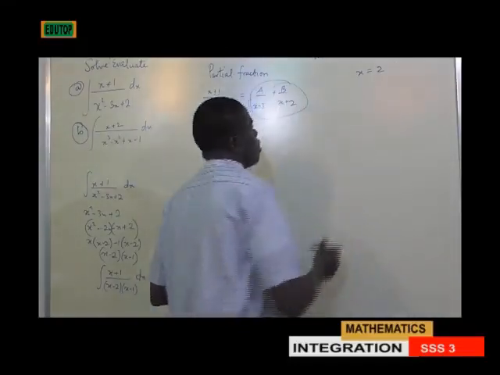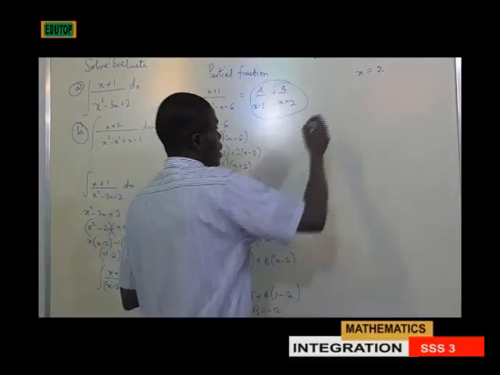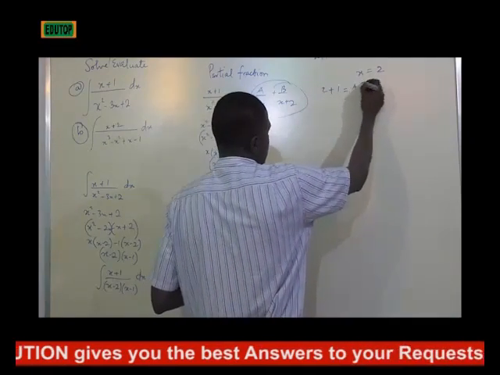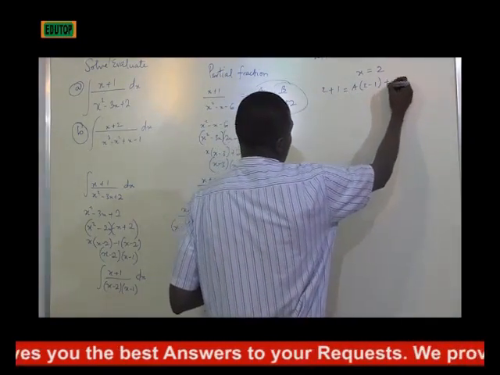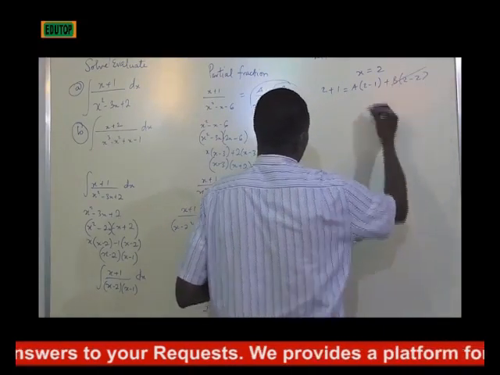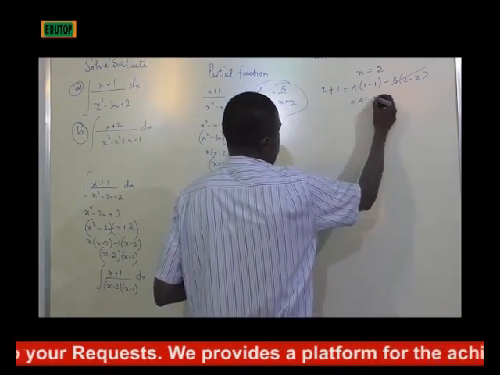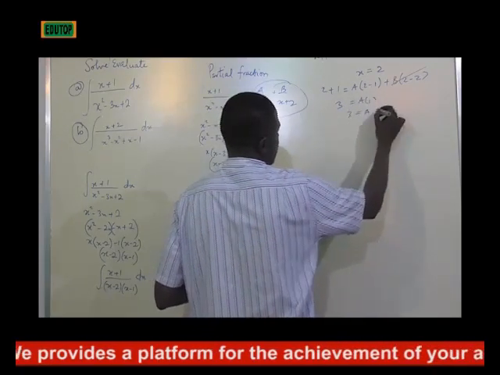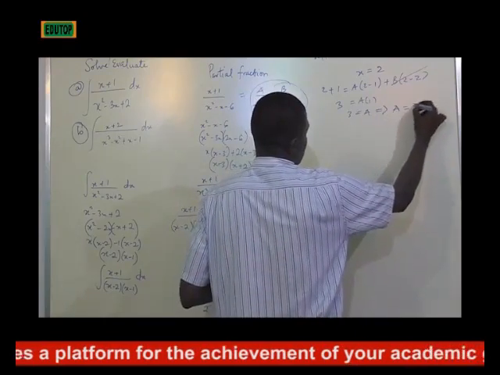Be 2. My x is 2 here, then I'll have 2 plus 1 on this side equals a into 2 minus 1 plus b into 2 minus 2. 2 minus 2 is 0, this one cancelled, then I'll have a into 1, then this one is 3. 1 times a equals 3. So definitely my a will now be equal to 3.